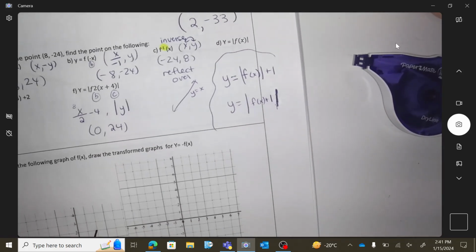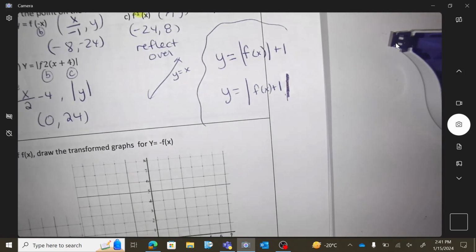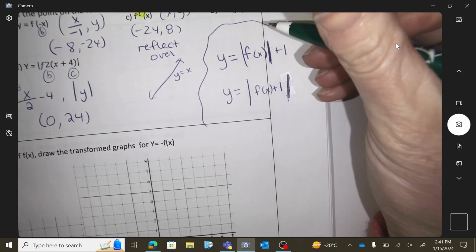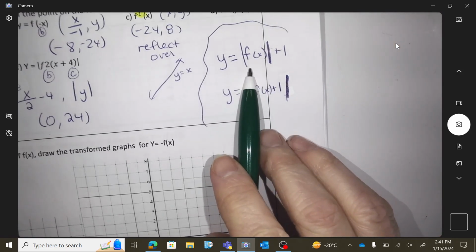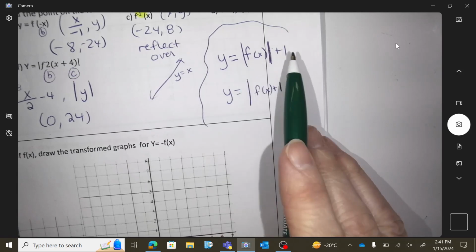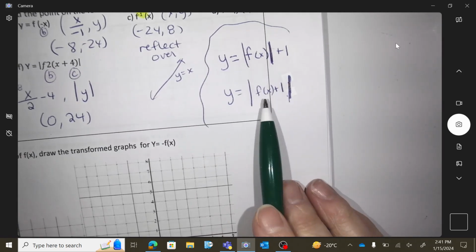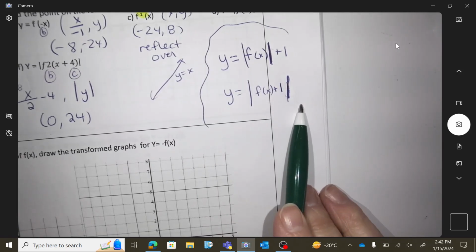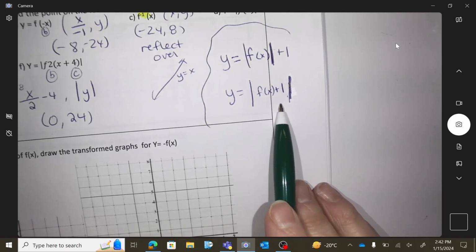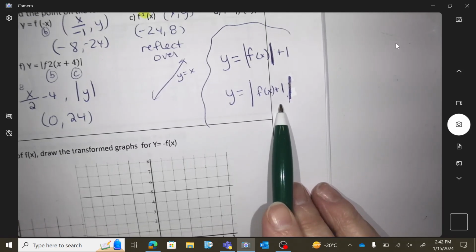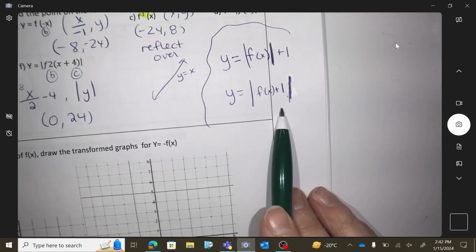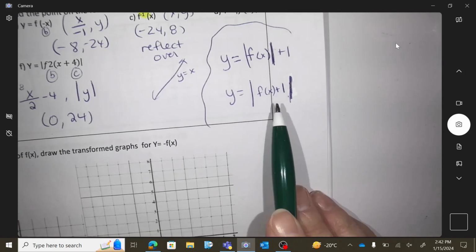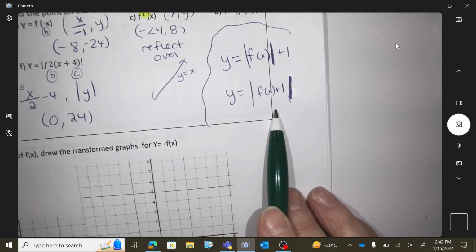Okay, so if I do this, this says the absolute value of f of x and then plus 1. And then this says the absolute value of f of x plus 1. They're different equations. Why are these different?